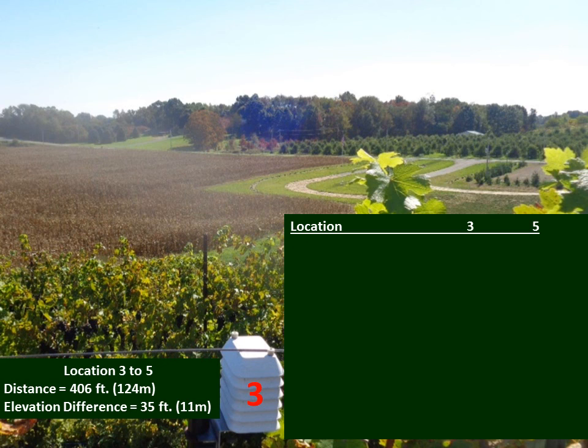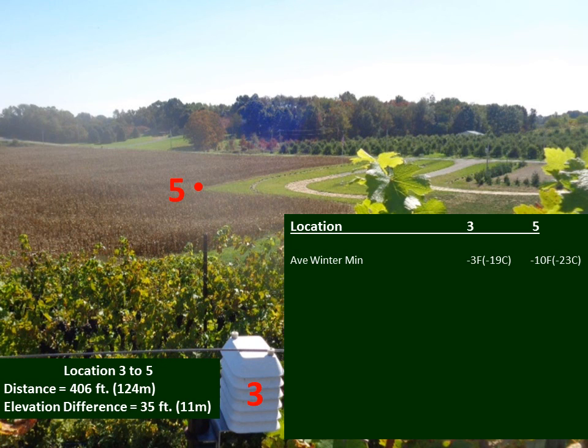I thought I would contrast just two of the locations. Location 3 here, that is up high on the south-facing terraces, and location 5 in the very bottom of the valley. And we used very precise GPS technology to measure the distances and elevations. So it is 406 feet or 124 meters between these two locations, and the elevation difference is 35 feet or 11 meters. So if we look at just these two, look at this.